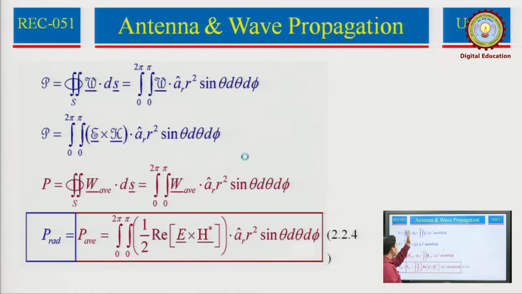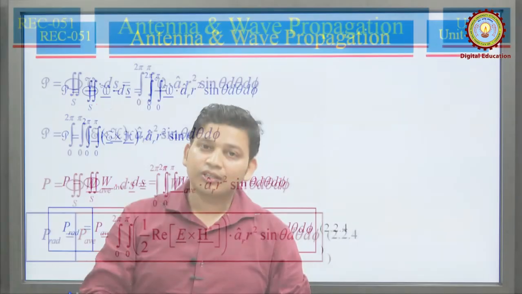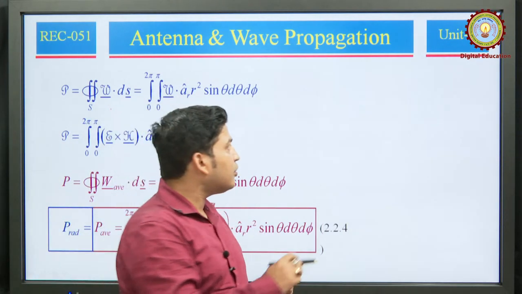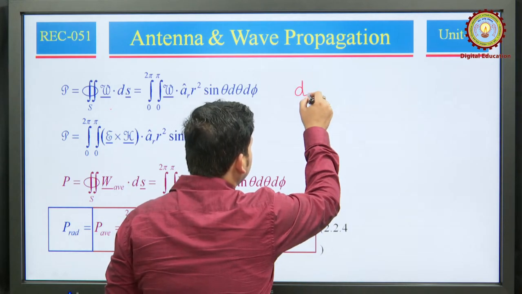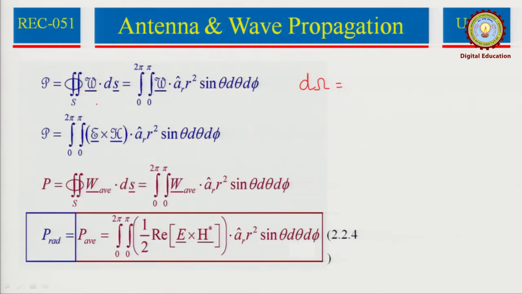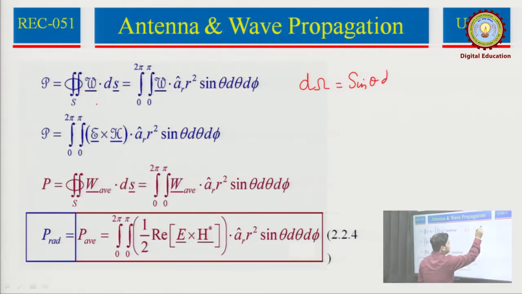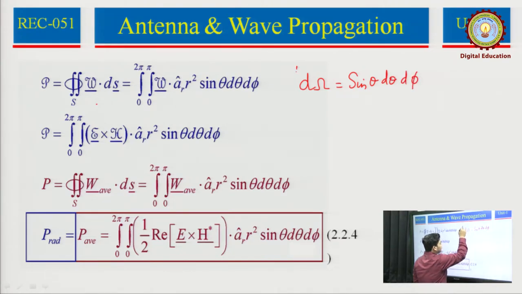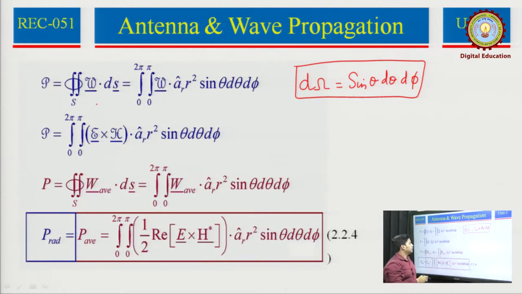Now, how do we derive power? Remember, power density is in a solid angle or spherical coordinate system. We derive it by integration of power density multiplied by the available solid angle. Here comes the concept of the solid angle. So, let us first discuss what a solid angle is. The solid angle is represented by d omega, which is nothing but sin theta d theta d phi. You see this quantity everywhere. It is nothing but the solid angle. And how did it come about?